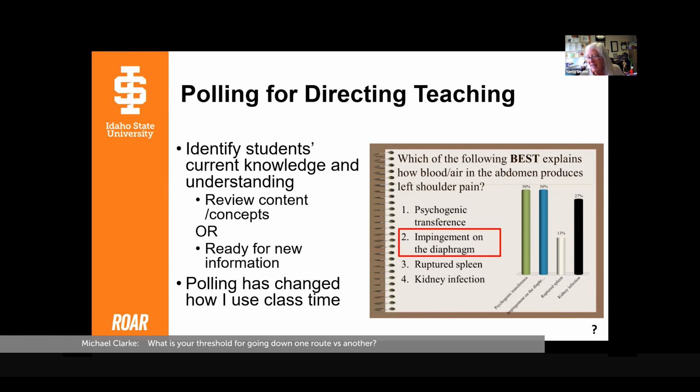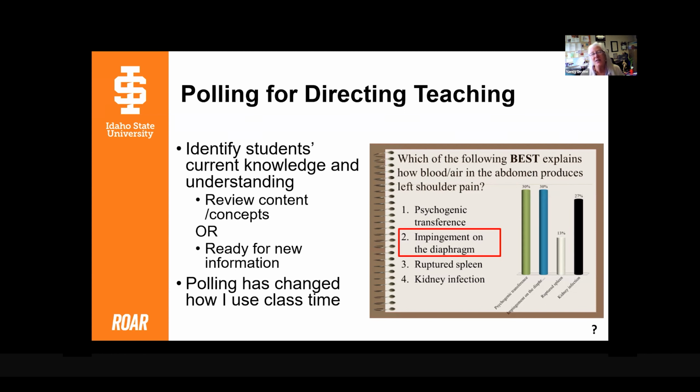So I have something in the chat that says, what is your threshold for going down one route versus another? And I use about 50%. It's not that scientific, and it probably also depends how important it is. Sometimes it's how I've phrased the question, so sometimes there's an error on my part, a misunderstanding or something. But yeah, if half the class is not understanding it, then I'm going to try to fill that in before going further. But I don't have any data or evidence to support that use.